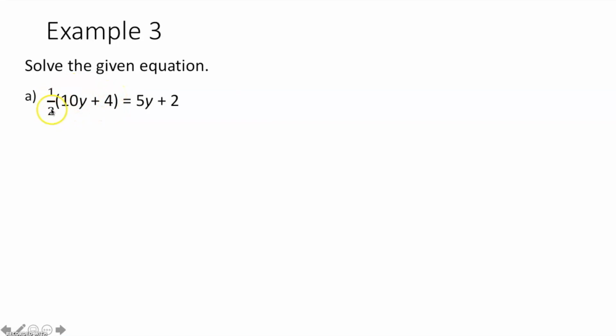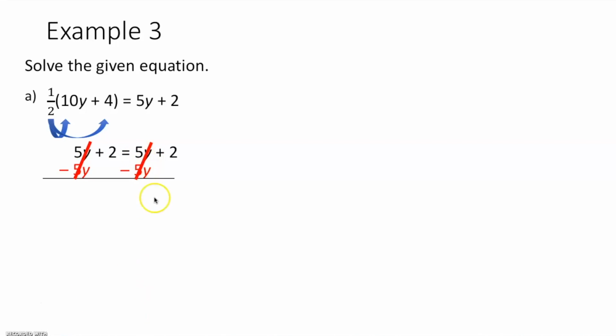Normally I tell you to get rid of the fractions, but here, since it's just 1/2 and you're distributing it, 1/2 times 10 is going to be 5y, and then 1/2 times 4 is going to be 2. Now, we have simplified. So step 2, we need to move the variables to the left. So let's do that. We move our 5y that's on the right side to the left side. Since it's positive 5y, we subtract 5y from both sides.